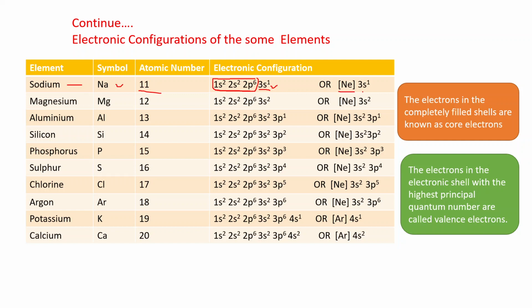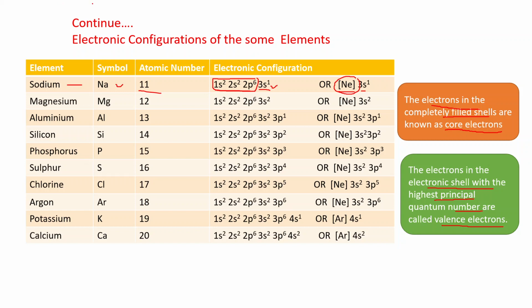[Ne] 3s1. The electrons in the completely filled shells are known as core electrons, and these core electrons can be written like this. Electrons in the shell with the highest principal quantum number are called valence electrons. In a simple way, we can say the number of electrons in the last shell is known as valence electrons.